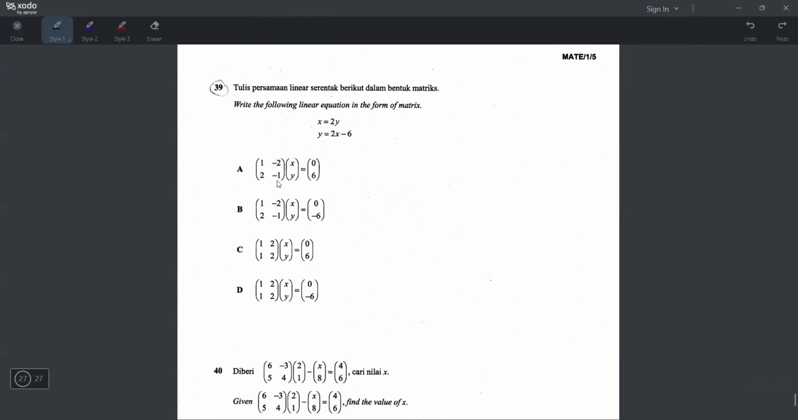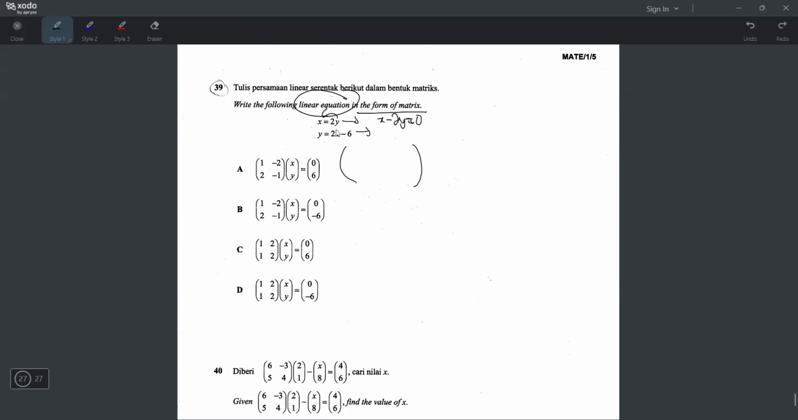Okay, continue. 39. Which of the following linear equations is in the form of matrix? So, if you want to write in the form of matrix, it means it's a simultaneous equation. But you need to make sure that it's arranged nicely first. It means it has to be x, y equals number. So I have to arrange it into x, y equals number. So it becomes x minus 2y equals 0, because the 2y is brought over here, right?